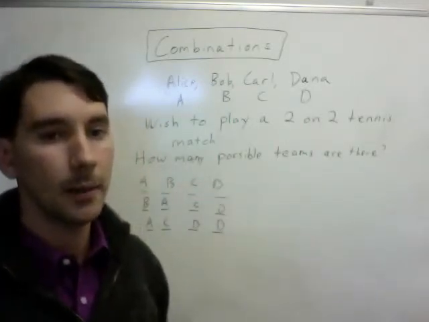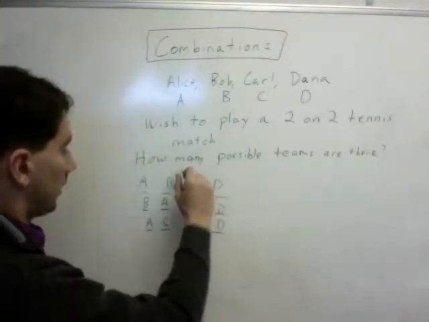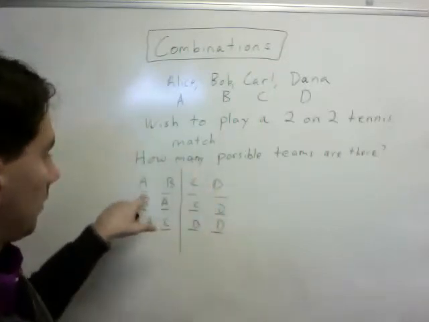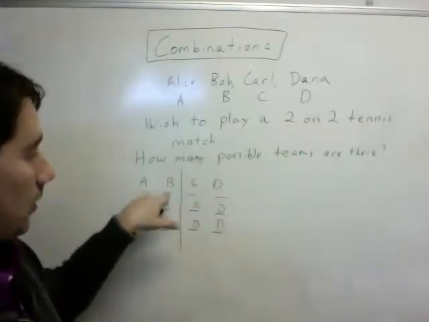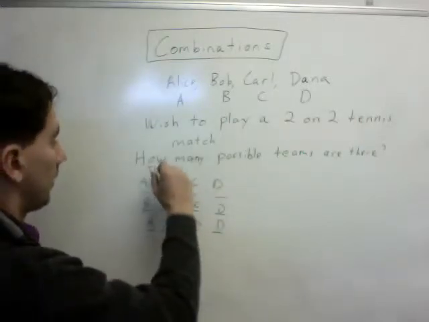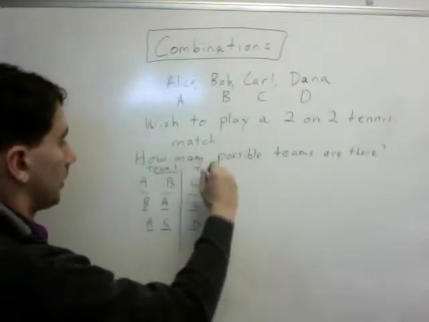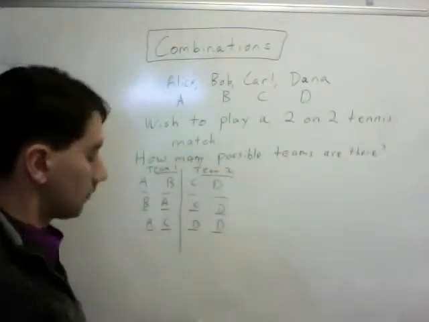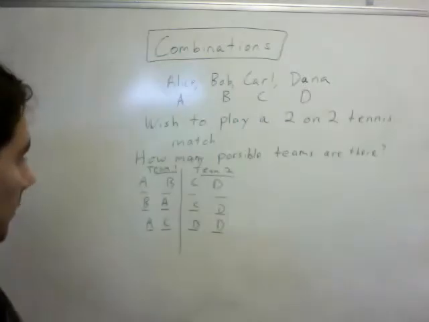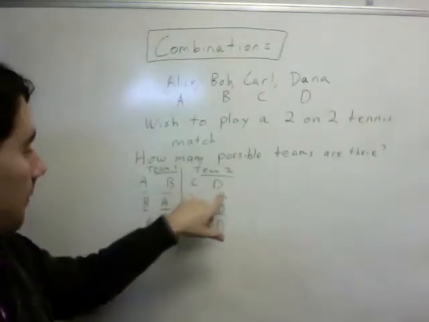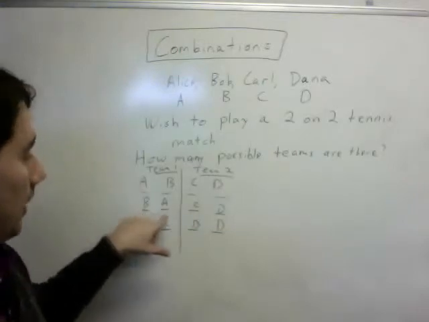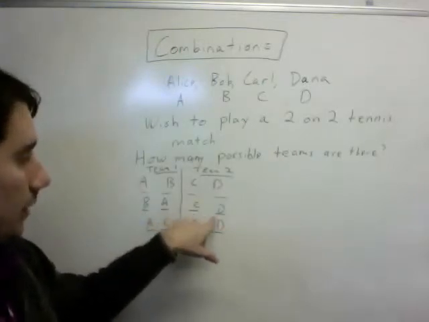What orders can we make? And then let's just draw a line down the middle. So here this separates 2 players onto 2 teams. The first 2 players are on team 1, say, and the other 2 players are on team 2. So in the first example, Alice and Bob are on the team against Carl and Dana. And the second one, Bob and Alice are playing Carl and Dana as well.